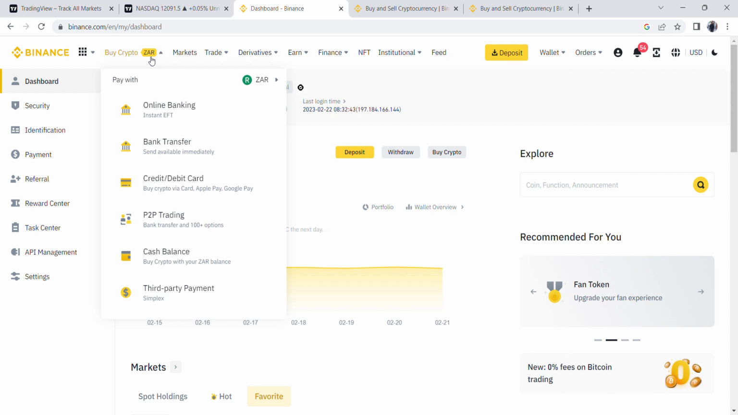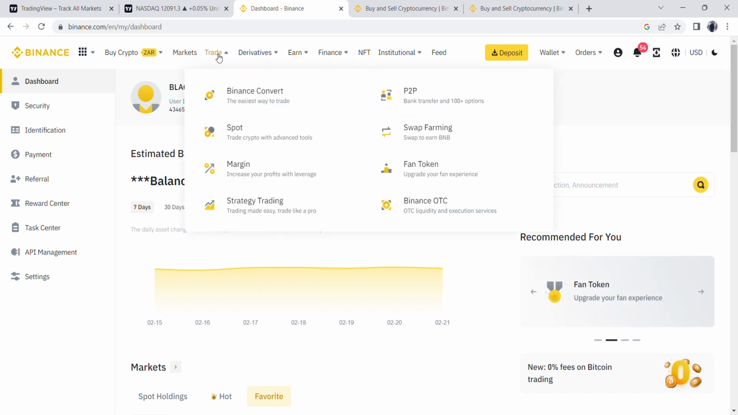As you can see here, buy crypto. Obviously, I'm in South Africa. It's using ZAR, which is the rand. I can use online banking, I can use bank transfer, I can use credit or debit card, I can use P2P. There's a lot.